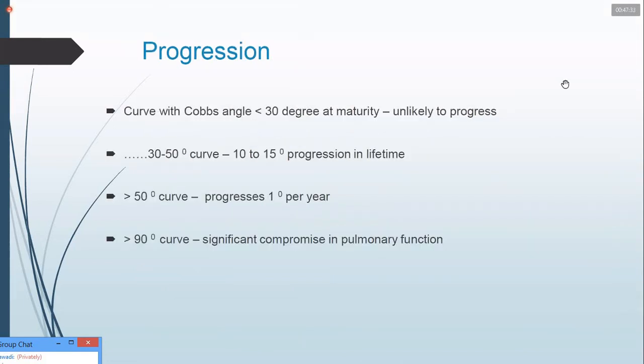So progression: a curve with Cobb's angle less than 30 degrees at maturity is unlikely to progress. A 30 to 50 degree curve has 10 to 15 degree progression in a lifetime. A more than 50 degree curve progresses 1 degree per year. And a more than 90 degree curve causes significant compromise in pulmonary function.